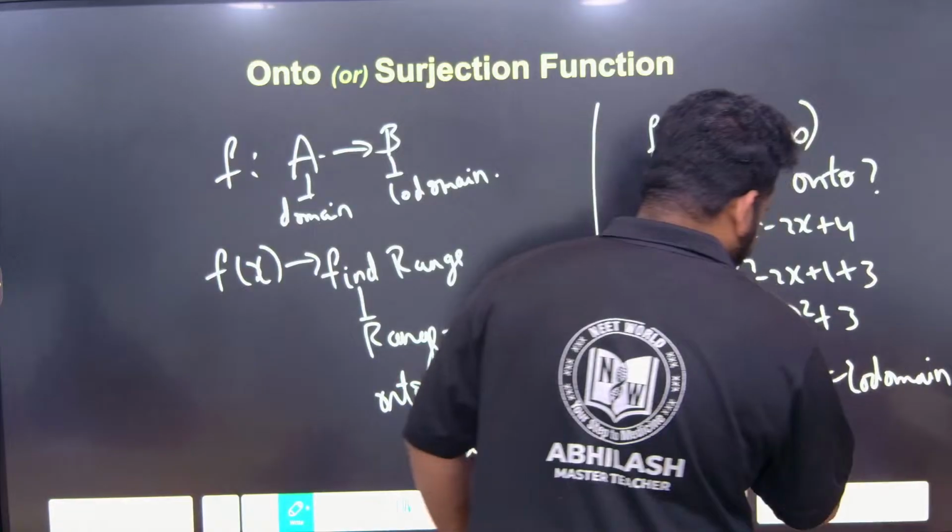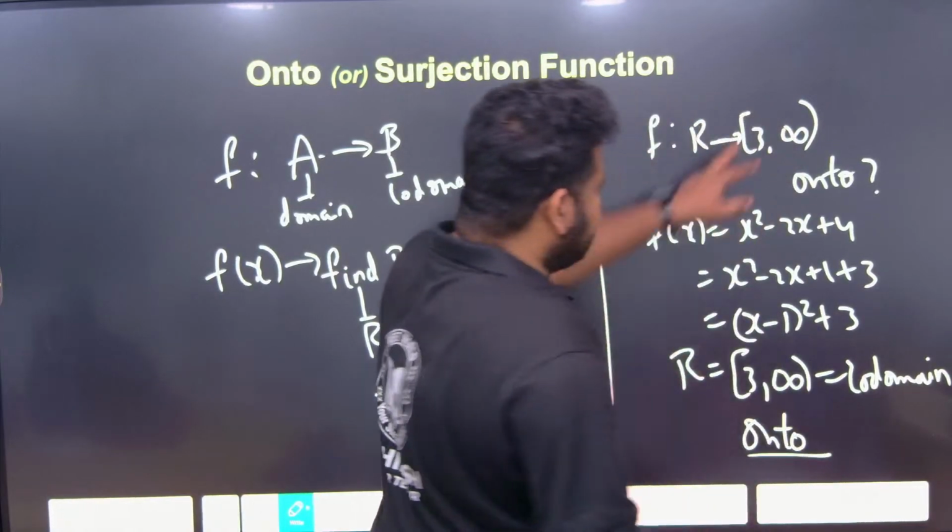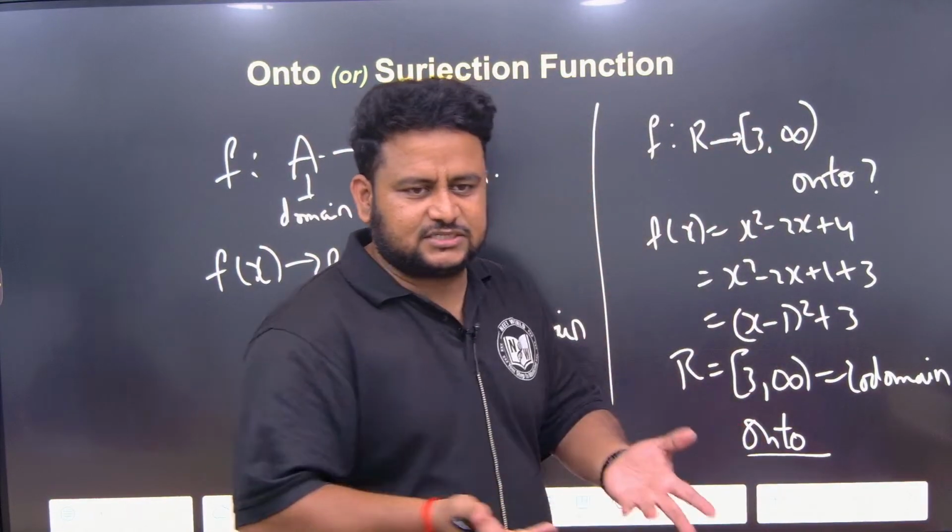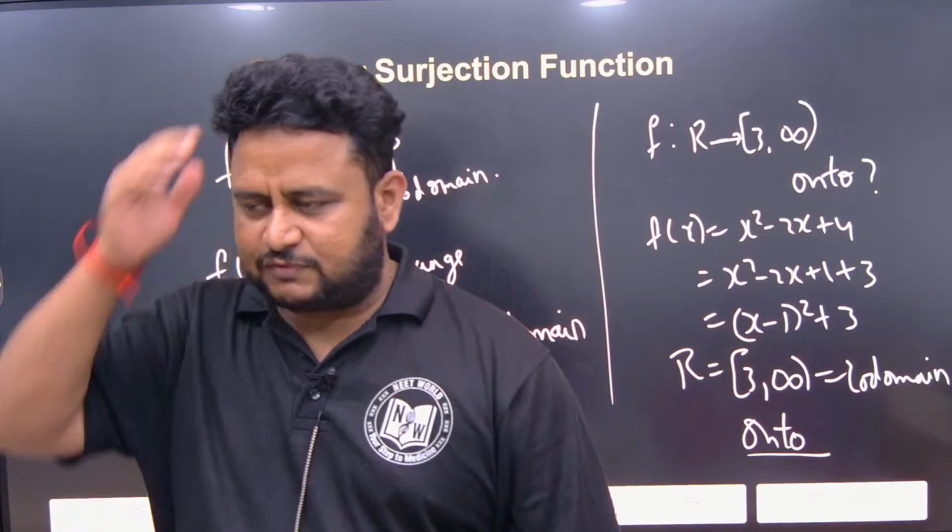So that means this is an onto function. Whatever I wrote there, the same thing I got here as the range. Then this is an onto function. Understood? This is an onto function.